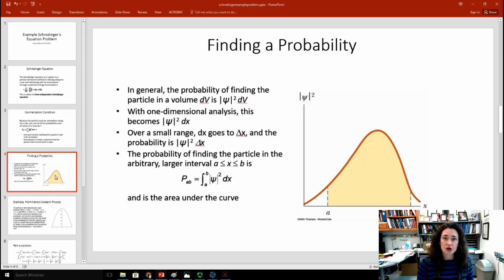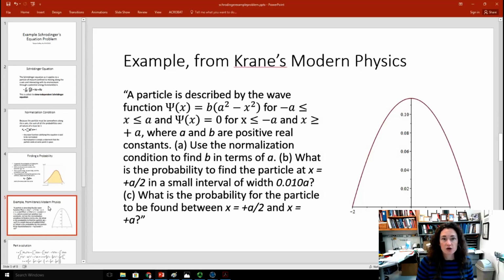If you want to know the probability the particle lies within a larger range, then you have to integrate the absolute value of the wave function squared over the range of interest with respect to the x-coordinate to get that probability. Okay? So that's what we're doing. So using these ideas, we're now going to work an example problem.